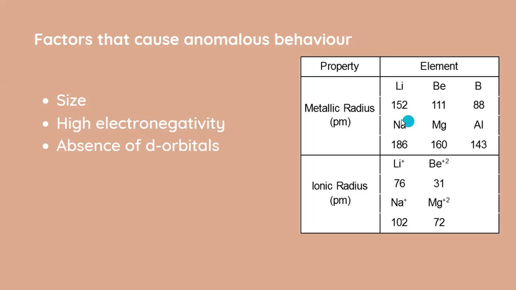If you notice over here, you have the metallic radius and the ionic radius. So lithium is showing more similarity in the radius to that of magnesium. And not only that, if you notice here, lithium Li plus has 76 as its ionic radius, and magnesium is just 72. So the difference between the two is quite close. However, they form different ions, but the ionic radii are almost the same.